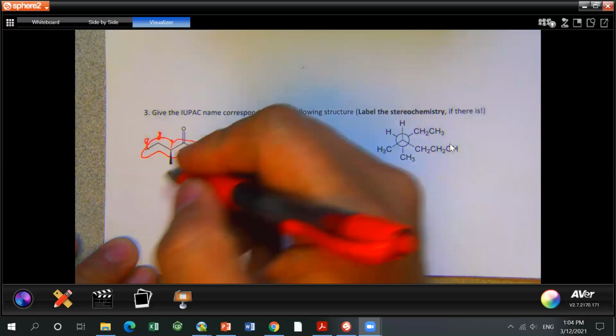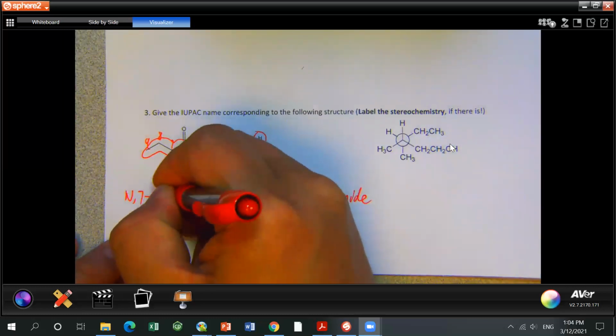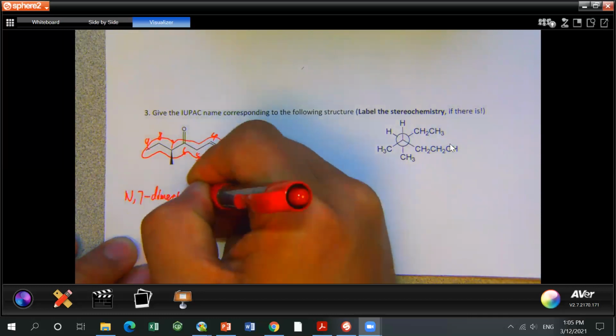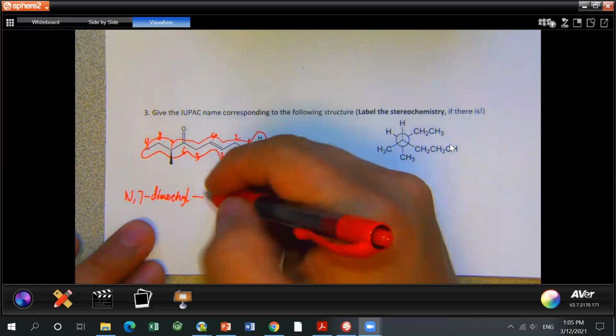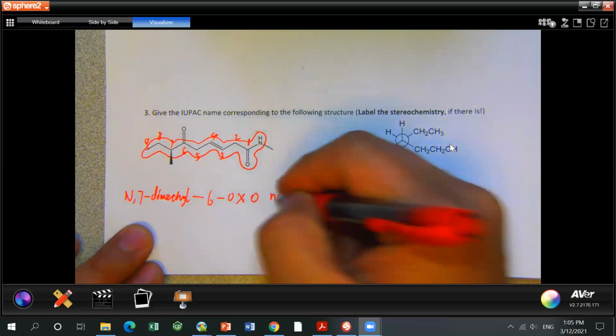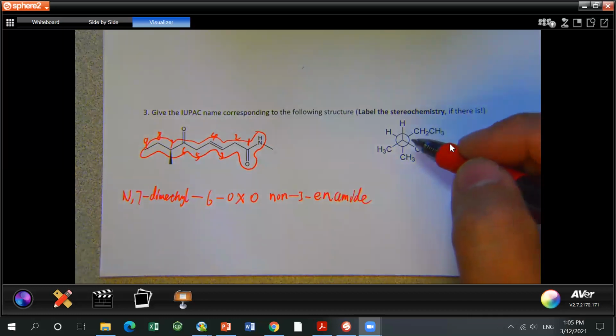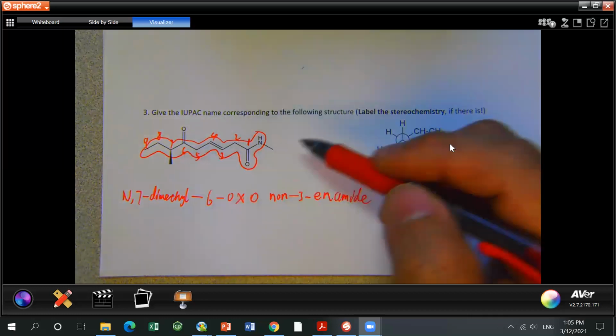So that should be 7-dimethyl, and then the 6-oxo. There's no space between the "oxo" and the name, so that's one word. All right, so that's the main part, but we're not done yet.